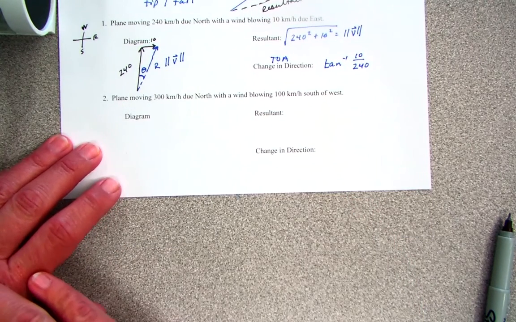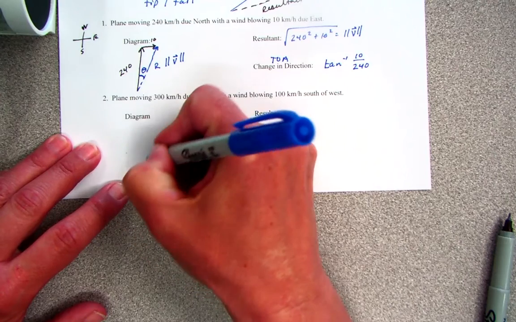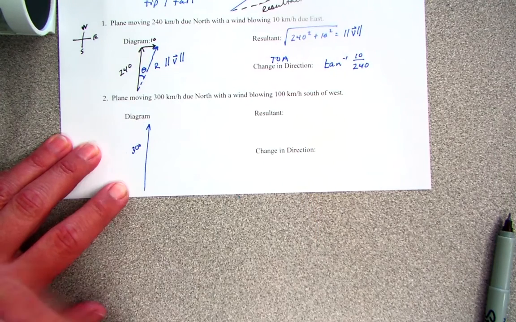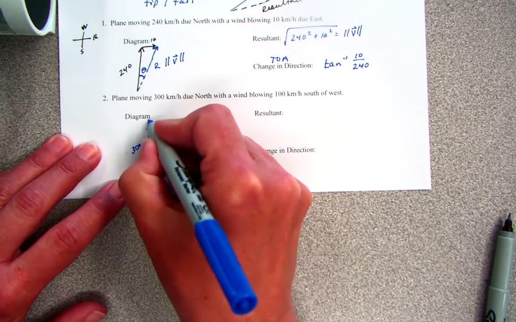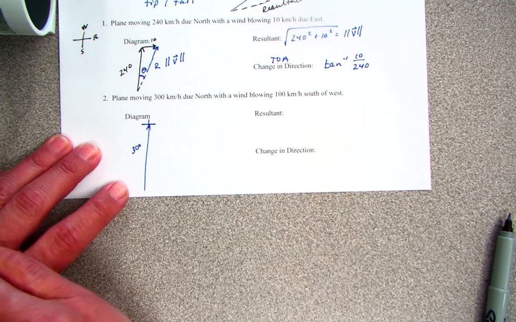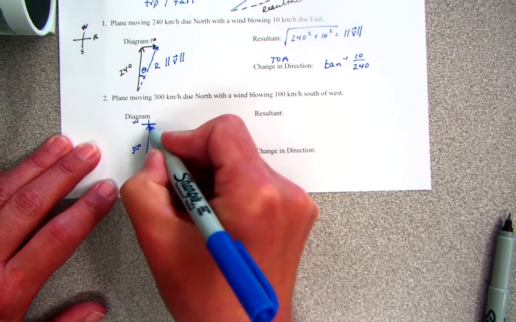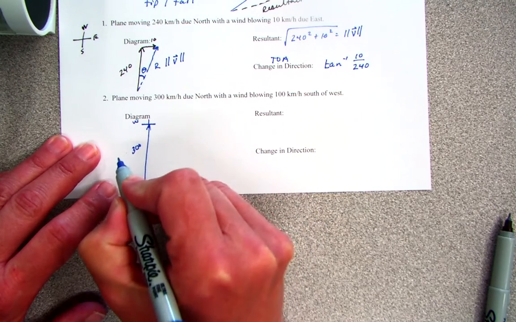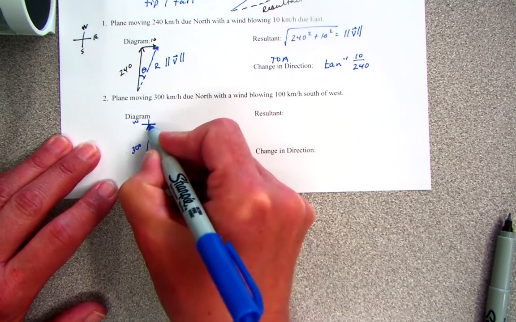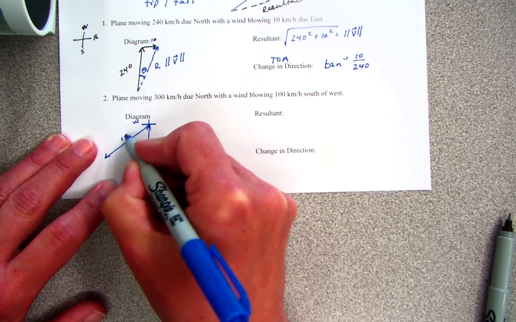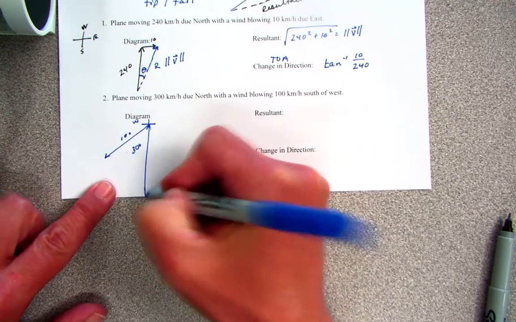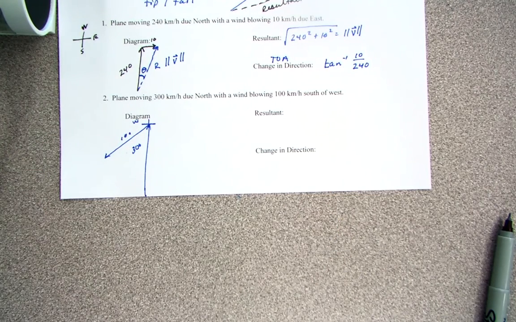Okay, let's try this one. A plane is moving 300 due north with a wind blowing 100 kilometers south of west. So if you are south of west, okay, I like to put a little north, south, east, west here. And so this is west, so I'm south of west. And boy, this is a pretty strong wind. Okay, and it should be 1/3 the size of this, which obviously it's not to scale.